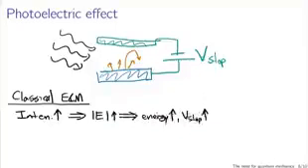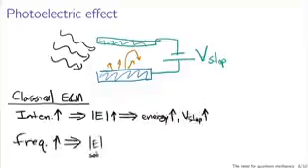The other parameter of this incoming light is its frequency. So we can think about varying the frequency. If I increase the frequency, that doesn't say anything about the intensity. I don't necessarily have more intense light. The electric field magnitude is going to be the same, which means the energy and the stopping voltage will also be the same.